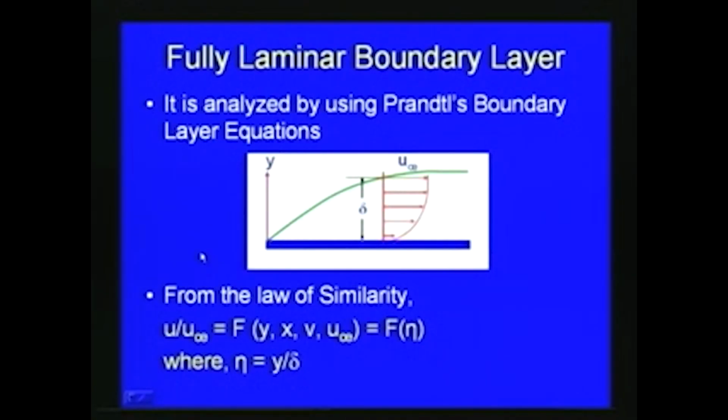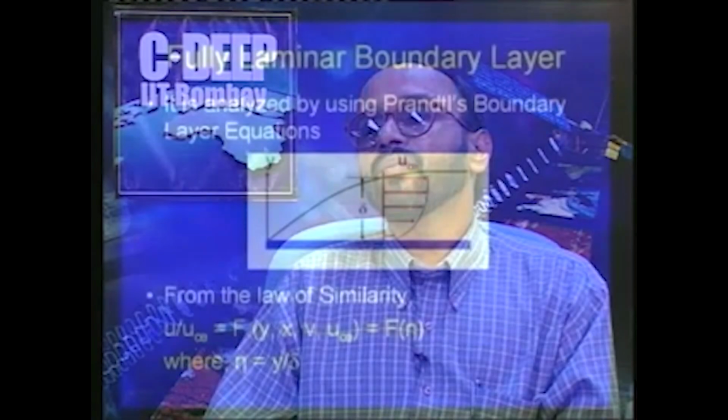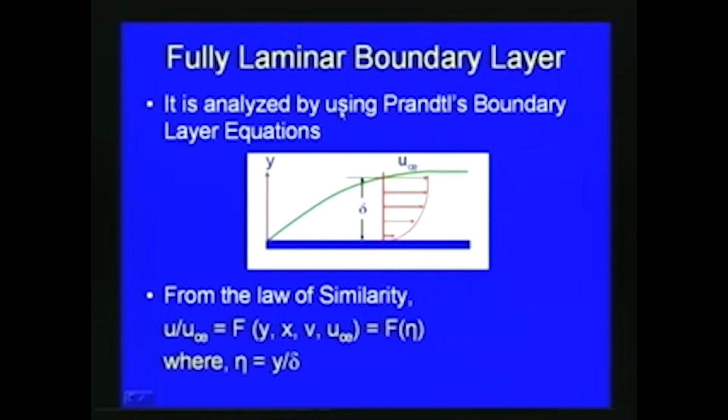Now, first let us consider the laminar boundary layer formation, that is, the flow over a flat plate if the flow is a fully laminar boundary layer, and how we can get the drag coefficient and then the drag force. For the flow over a flat plate with a fully laminar boundary layer, Prandtl analyzed this problem by using Prandtl's boundary layer equations, which we have discussed earlier. You can see this is the flat plate, the free stream velocity is coming like this, and then we have the boundary layer formation.